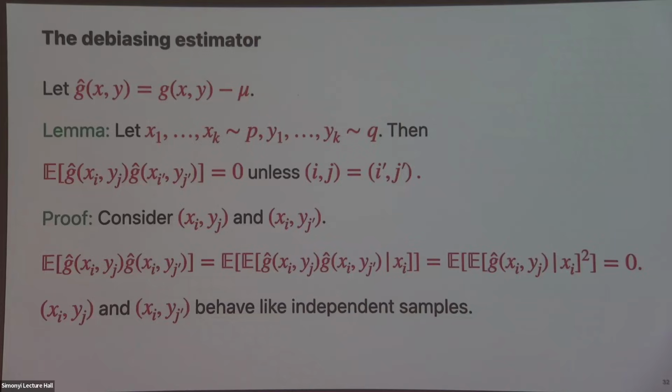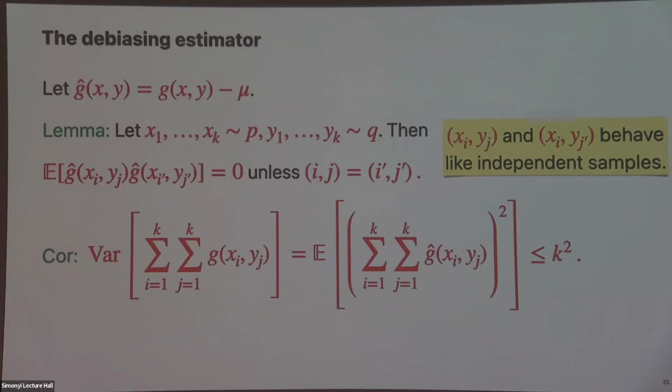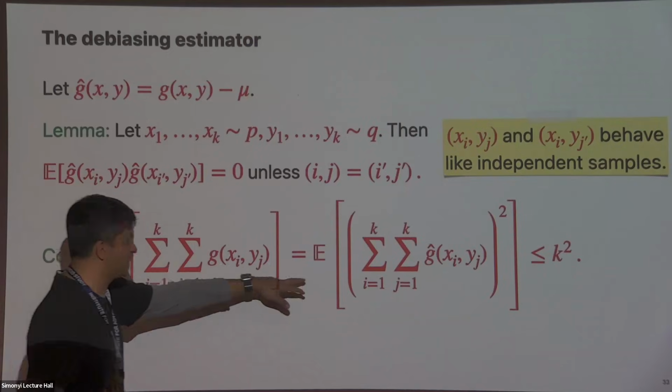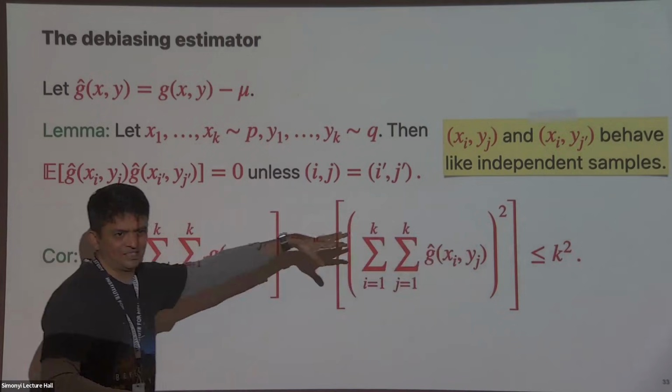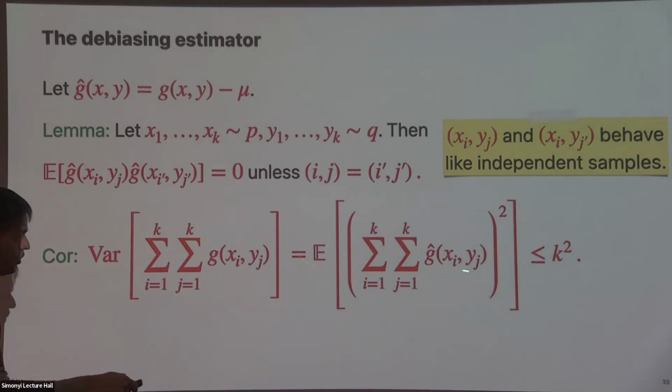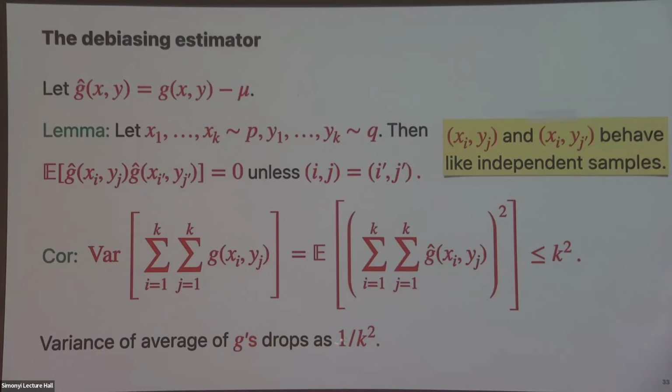And the upshot of this is the following. When you compute the variance, right, the variance of the sum of g xi yj, it's just the sum of these terms squared. So this is just some routine calculation. Only the diagonal terms survive. There's k squared of them. All the k to the 4 off diagonals, they go to 0. So the variance of the sum is bounded by k squared. And then I take the variance of the average then. I'm dividing by k to the 4th, so I'll get a 1 over k squared in terms of the variance. The variance of the average actually behaves as 1 over k squared, like we wanted it to.